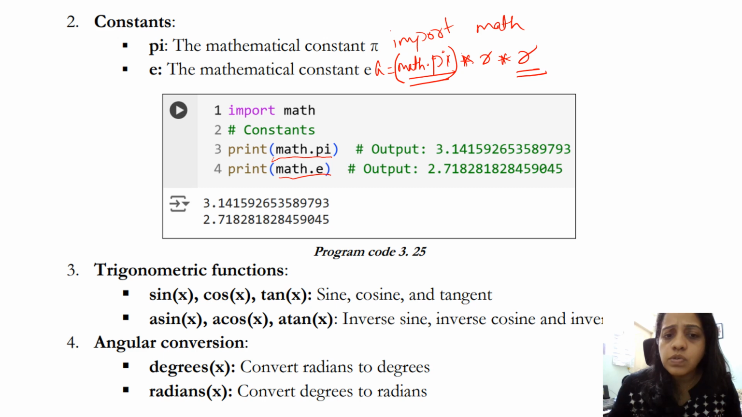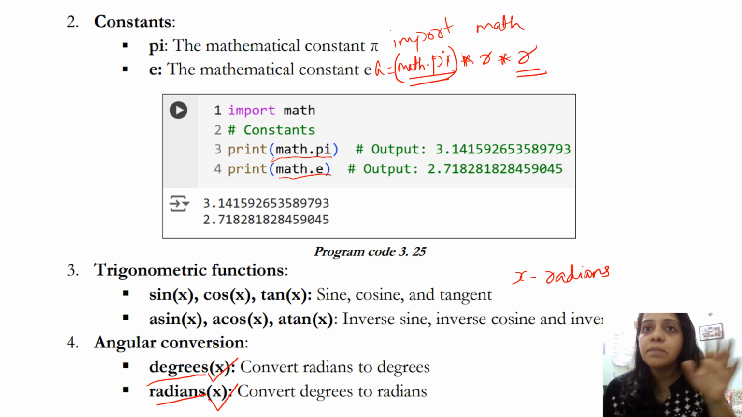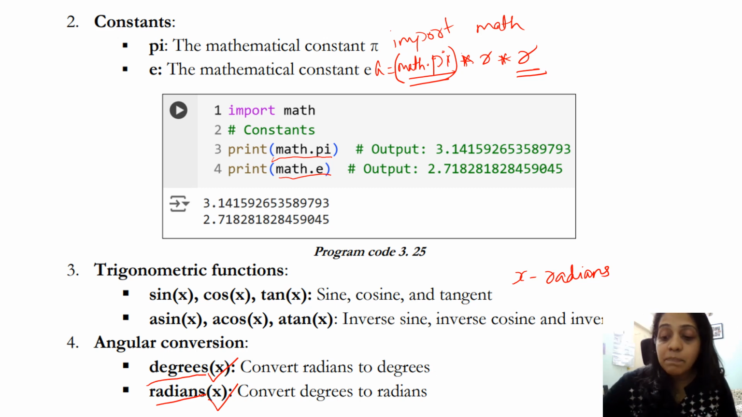Then sine, cos, tan, different functions are there. To get the inverse, we have asin, acos and atan functions. Note that in all these cases, x should be in radians. If we have degrees, to convert to radians we have radians(x), and to convert radians to degrees you have degrees(x). So just remember the names of all these functions. You can see that all these functions and constants are related to mathematics. That's why we call this the math module.